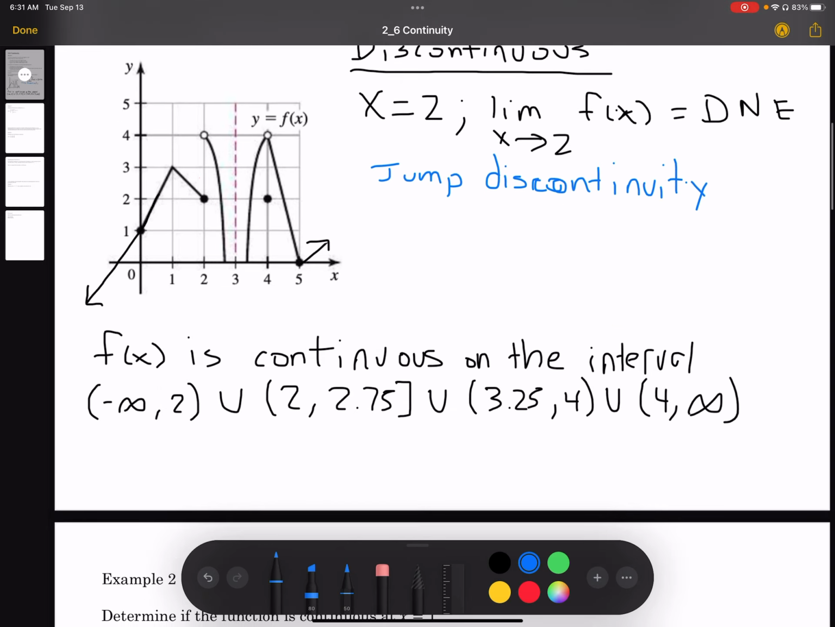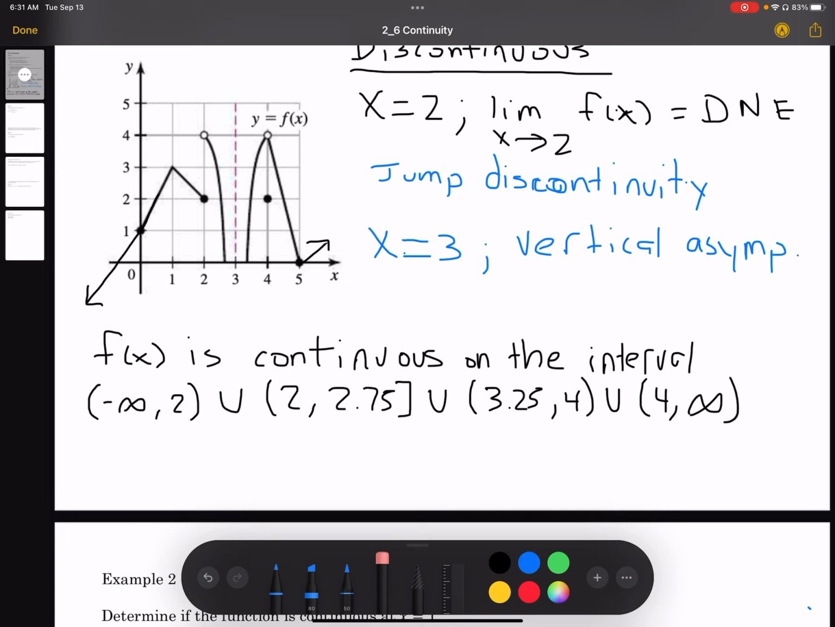The next kind of discontinuity we have happens at x equals 3. I think we all know what that one is. x equals 3 is a vertical asymptote.